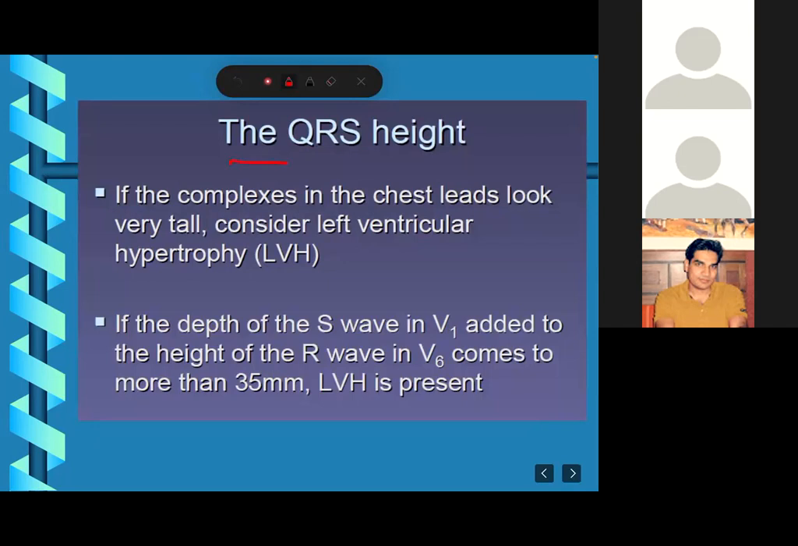Then if we want to know the height of the QRS, it demonstrates the left ventricular volume. Like if there is hypertrophy of the left ventricle, the QRS height is large.